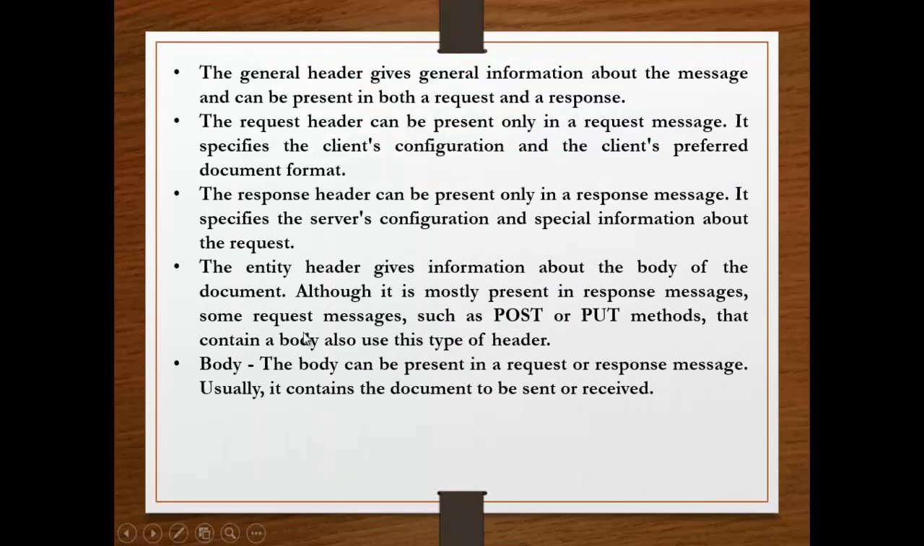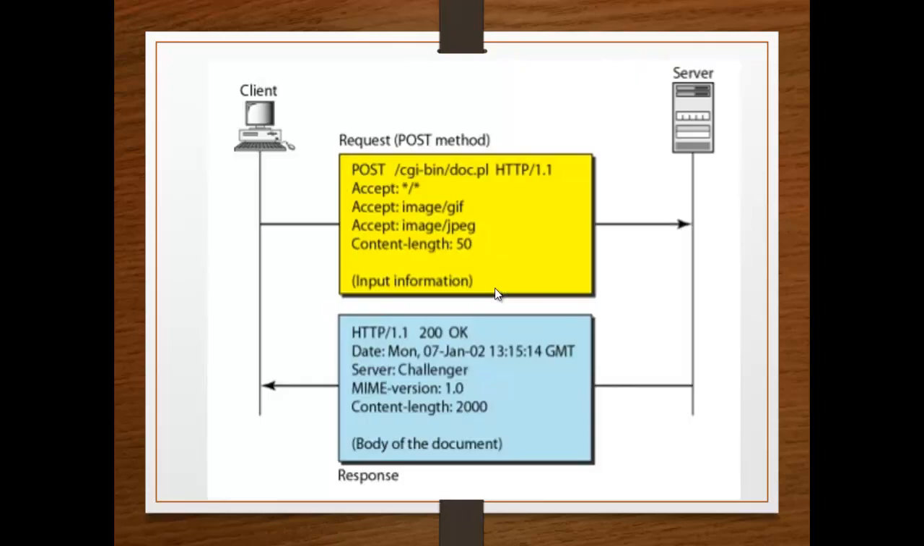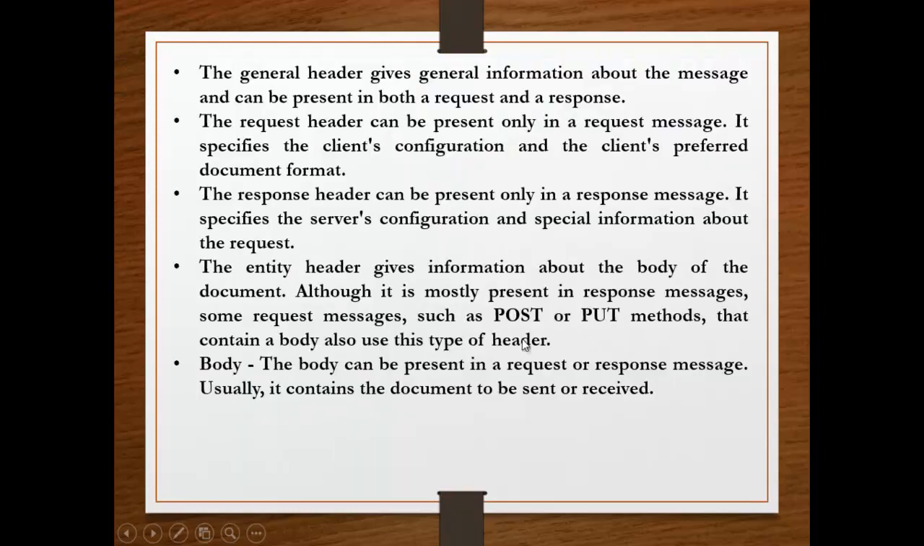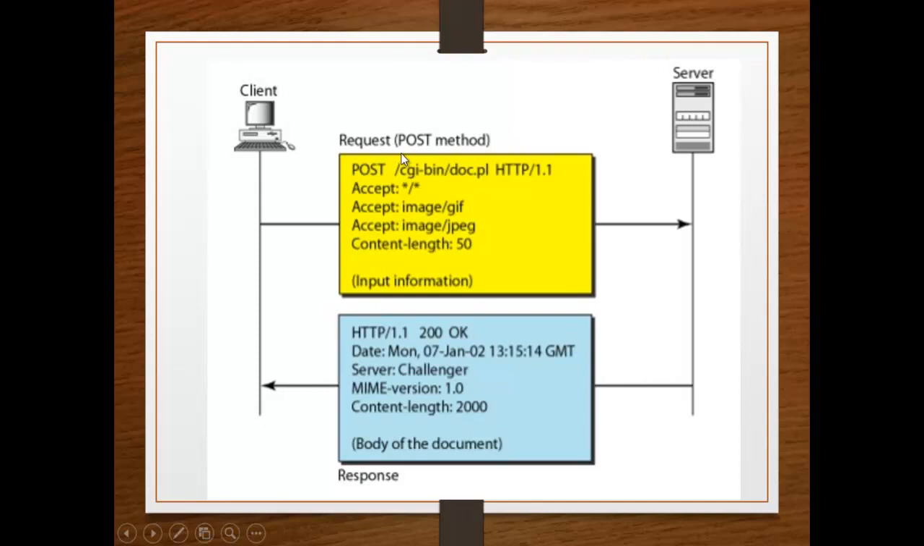The entity header gives information about the body of the document. Although it is most present in response messages, some request messages, post and put commands, contain a body. So the entity header is giving the information about the body of the message. For example, content length 50. The entity header is present only in post and put methods. Method is nothing but the request type. Here in the example, luckily we have taken the post method. So you have content length is 50 and the response is also having content length 2000. This is the entity header.